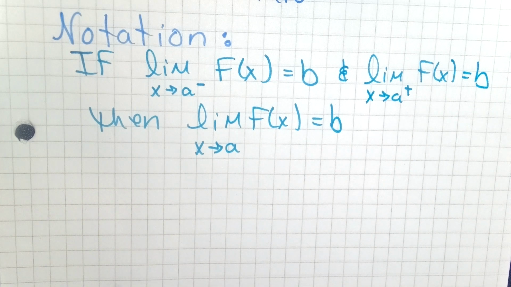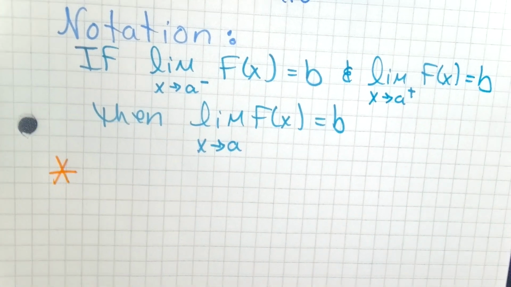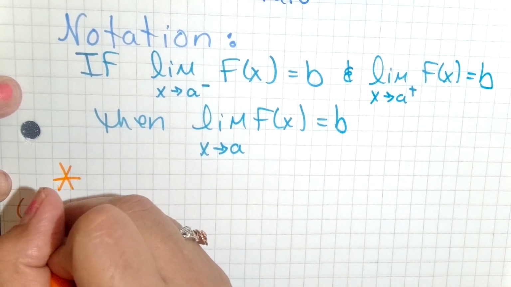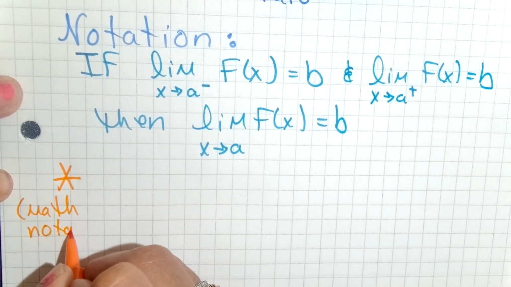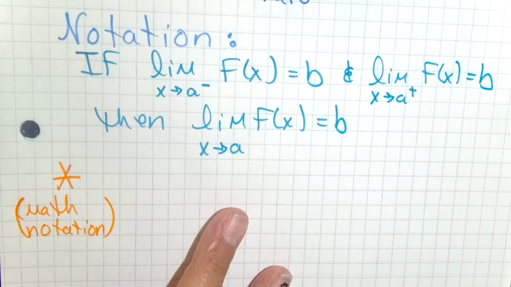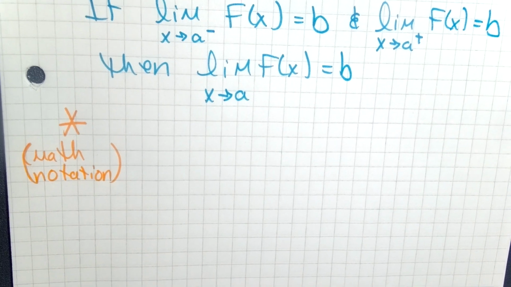Okay. This part right here, can you star it? Can you circle it? Can you highlight it? This is what we are going to be looking for when we're asking for mathematical notation. This is what we're looking for. This is how you're going to write it.